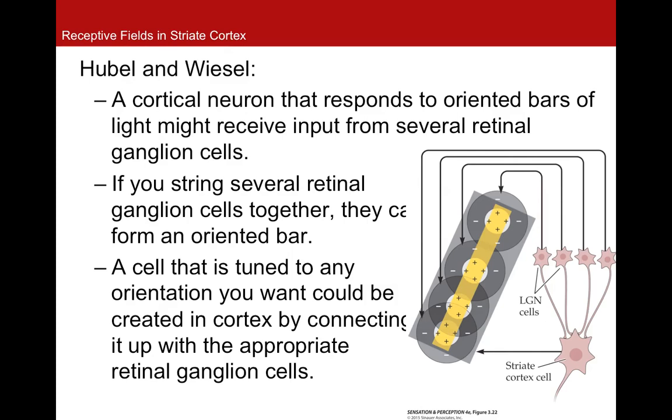So you might be wondering how those circular receptive fields that we saw in the LGN get transformed into this long bar receptive field in the striate cortex. And it seems Hubel and Wiesel found that a cortical neuron that responds to bars receives input from several different retinal ganglion cells. And if you string those retinal ganglion cells all together, they actually form a bar. So their receptive field is like a bar now. So now a cell that's tuned to any orientation you want could actually be created by connecting it up with other retinal ganglion cells that respond along this certain orientation of a bar of light.